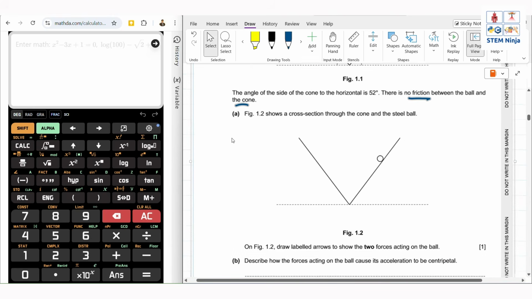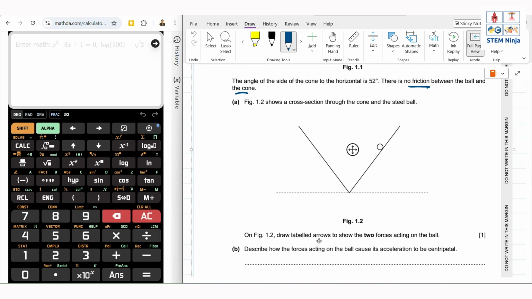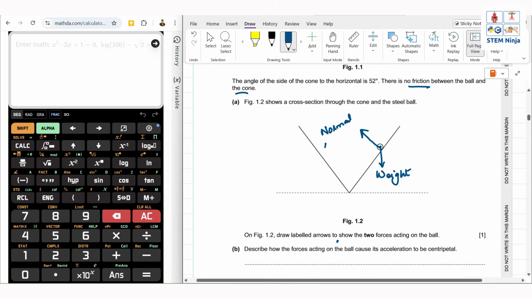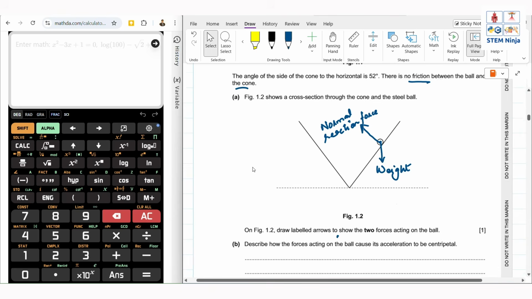So figure 1.2 shows a cross section through the cone and the steel ball. On figure 1.2, draw labeled arrows to show 2 forces acting on the ball. So since there is no friction, there are only 2 forces. So there is weight and perpendicular force, which is called normal reaction force. You could also call it normal contact force, but either way it's the same.